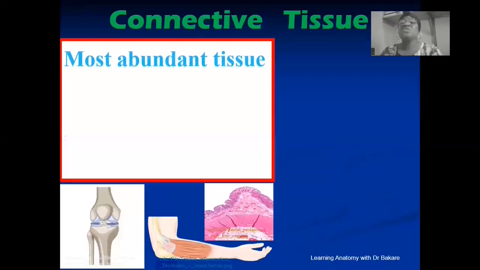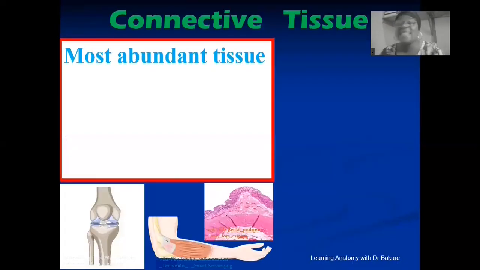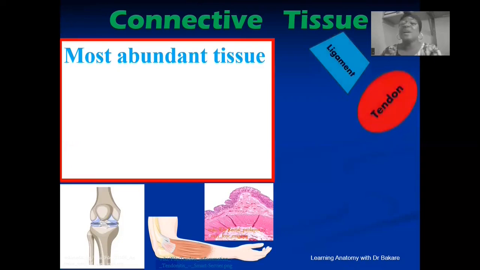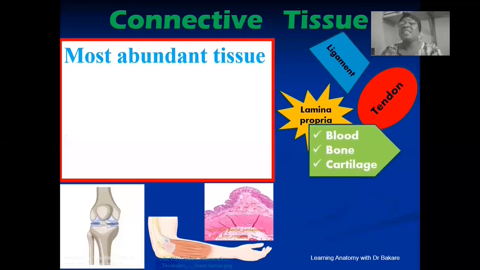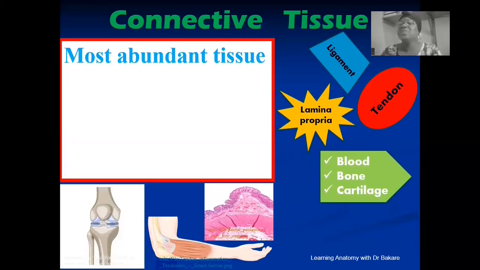The connective tissue, out of all the tissues that we have listed in our previous slide, is the most abundant. This is widely spread around the body. We have it in the form of ligaments. We have connective tissues in the form of tendon. We have it in the form of the lamina propria. We also have the specialized type of connective tissue, and this includes blood, bone, and also cartilages. BBC can be used to represent this set of connective tissue. These are specialized connective tissue.